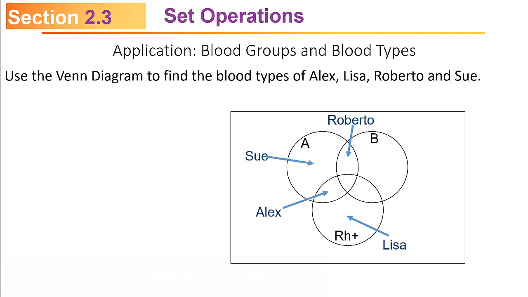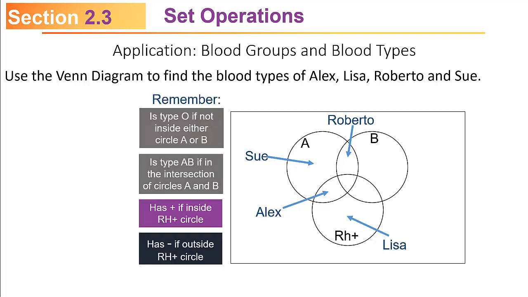Let's show how simple this really is. Let's take these 4 people, Roberto, Sue, Alex, and Lisa, and the arrow points at where they lie in terms of these 8 types. And let's see if we can classify them. Let's start off with remembering what everything means.